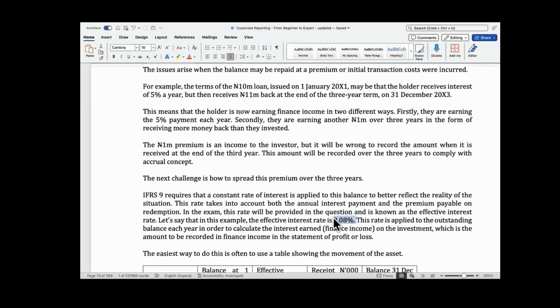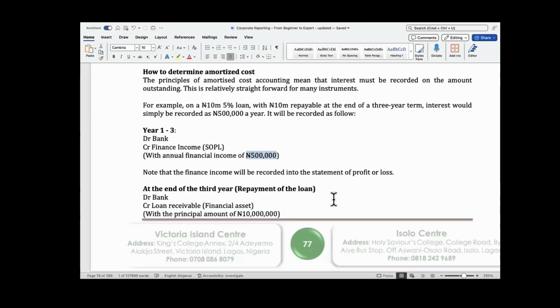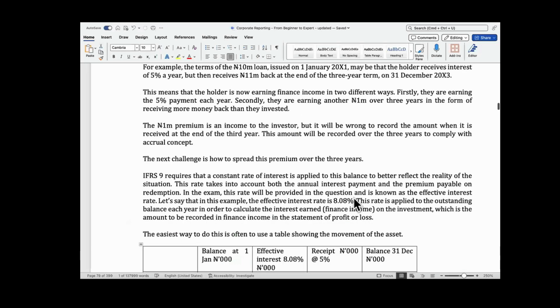Because that means your income is not just 5% anymore. It's more than 5% every year. It's now 8.08%. And it is this 8.08% that we're now going to be recognizing to P&L, unlike the earlier case where we were recognizing 500,000, which is 5% of 10 million, to P&L every year. In this case, it won't be 5% anymore. It will now be 8.08% that we're going to recognize to P&L every year.